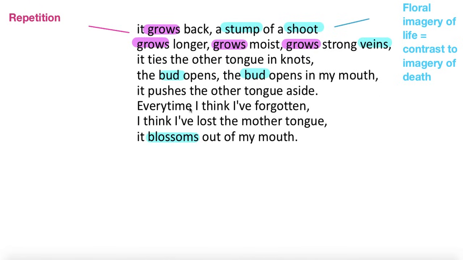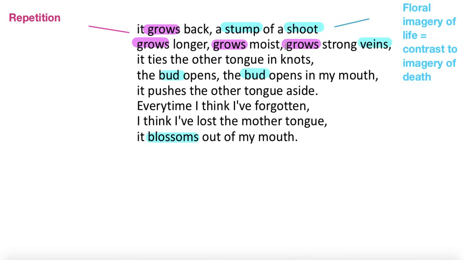So then the following stanza completely contrasts with the first one, where we had all this imagery of death and this fear of losing her first language. But instead we have repetition. It grows back, a stump of a shoot, grows longer, grows moist, grows strong veins. It ties the other tongue in knots. The bud opens in my mouth. It pushes the other tongue aside. Every time I think I've forgotten, I think I've lost the mother tongue. It blossoms out of my mouth.